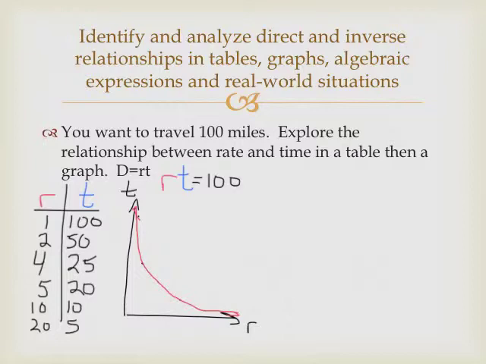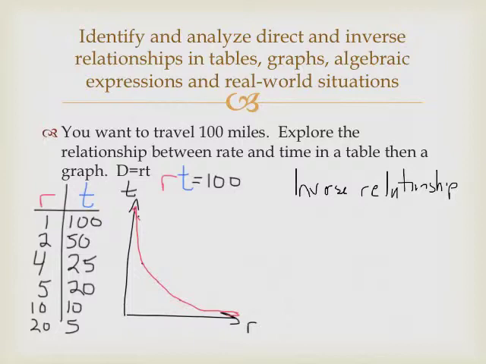And you can see that you'll never get there instantly, and as long as you're moving, it'll never take you forever to get there. So what we could say here is that R and T are inversely related. So this is an inverse relationship between these two values. Okay, and what that means is very simple.